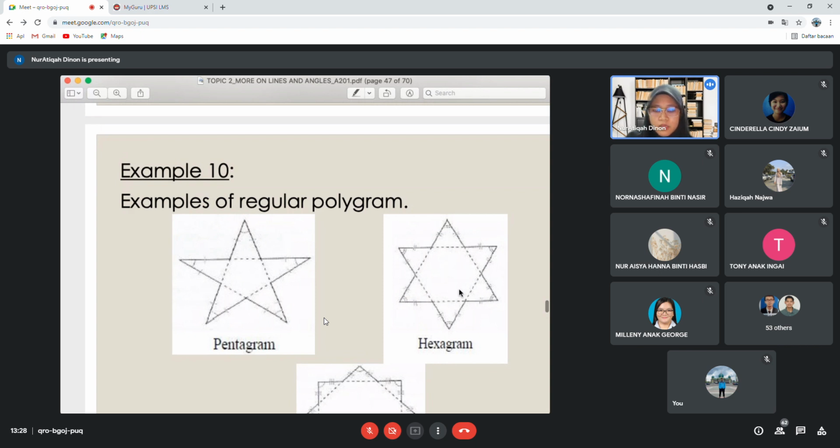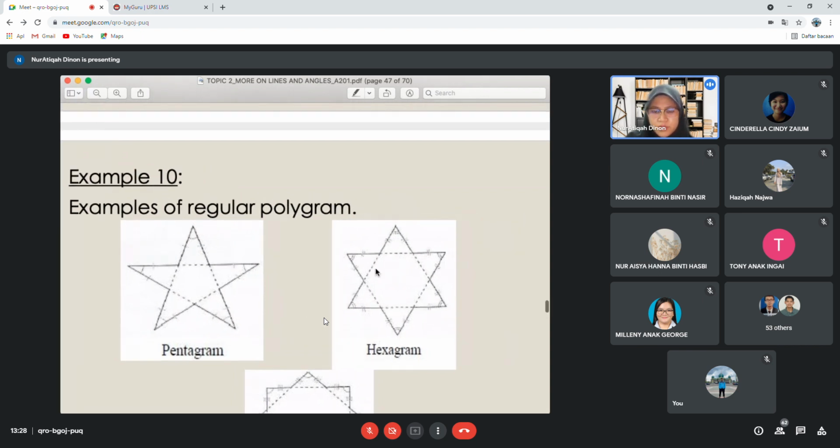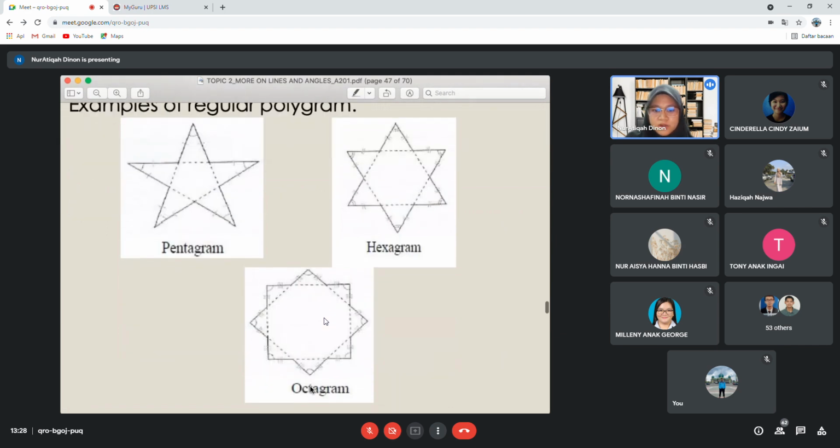Okay, same goes for the hexagram over here. You can see in this diagram we use 2 dashes to indicate that this line has a different measure from this line. And you can see that in the octagram, we have 3 dashes here. If you look really closely, it has 3 dashes. So that means this line is a different measure from the hexagram and pentagram.